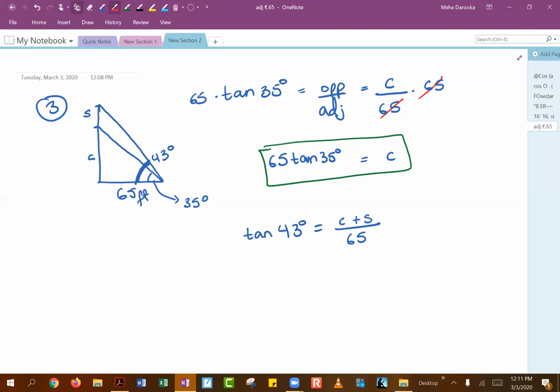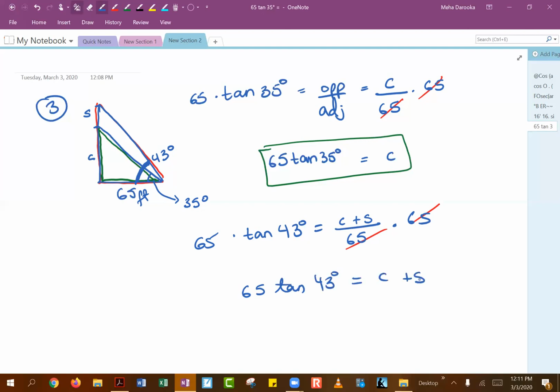So if it kind of helps, let me see if I can do this in color. So let's say our smaller triangle, which we did first, was this guy here in green. And then the bigger triangle is where we're taking the entire length in red. Okay, so again, multiply both sides by 65. So that's going to be C plus S equals 65 times tangent of 43.